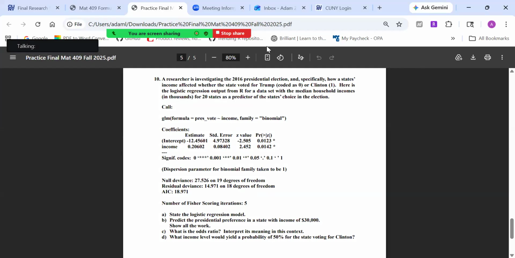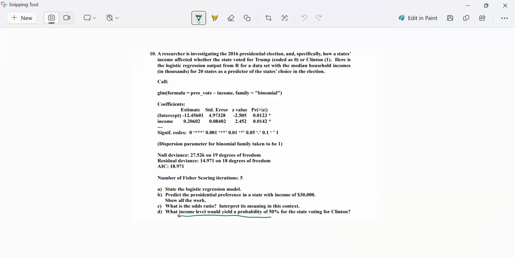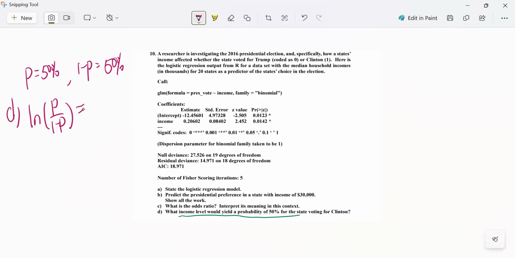So let's see. What income level yields a 50% chance of the state voting for Clinton? That means P equals 50%, and 1 minus P is also 50%. So there's an equal chance for both candidates. That's what this means. And so ln of P over 1 minus P, it's going to be ln of 1.